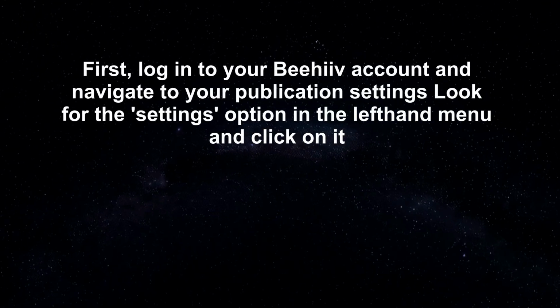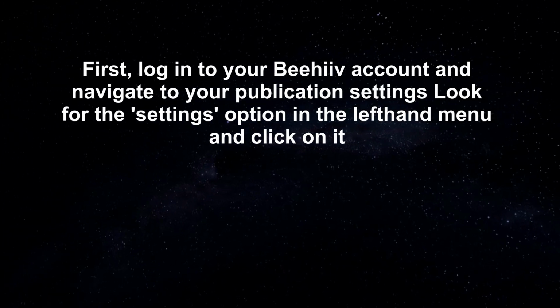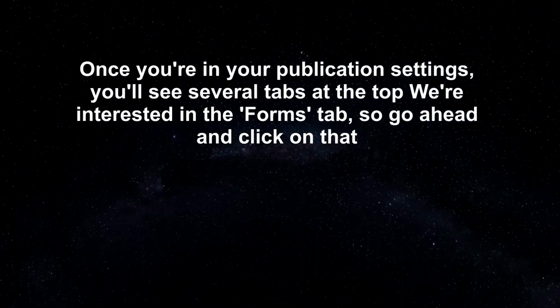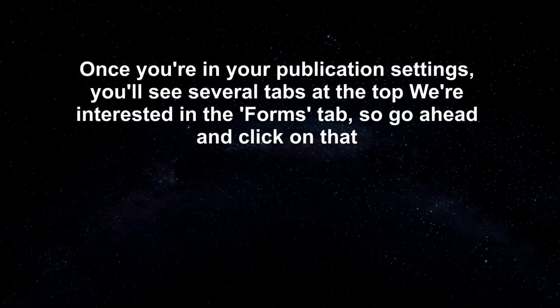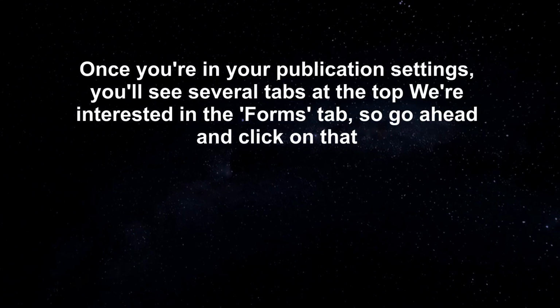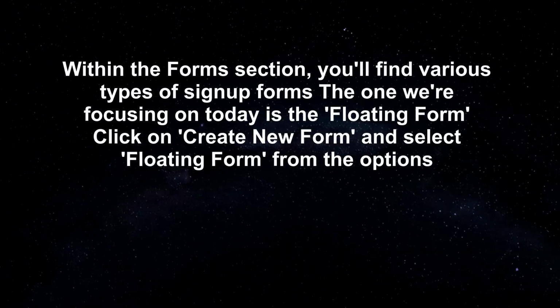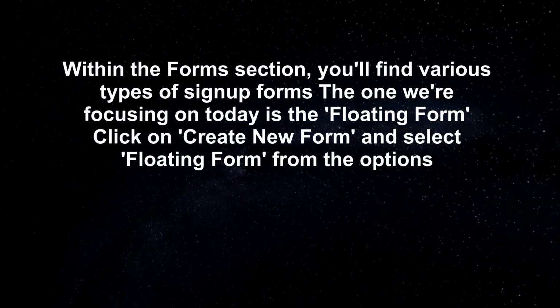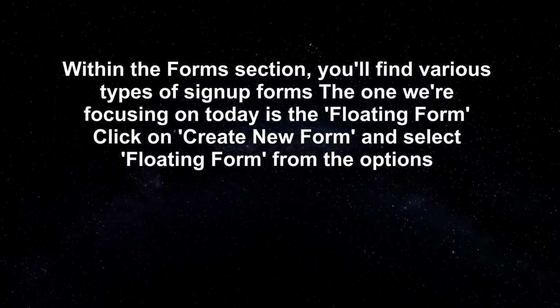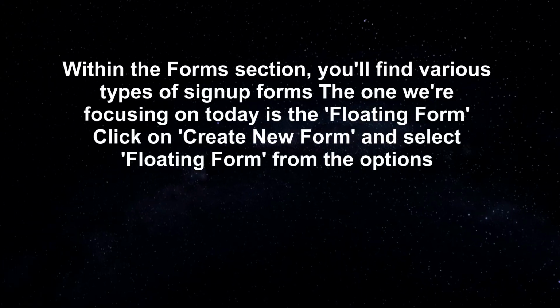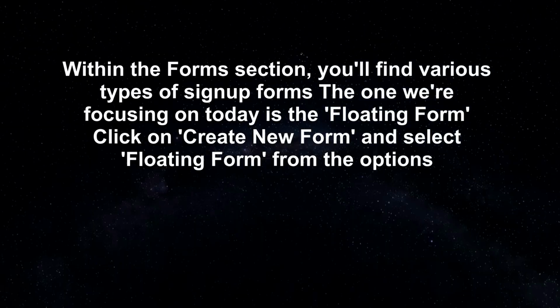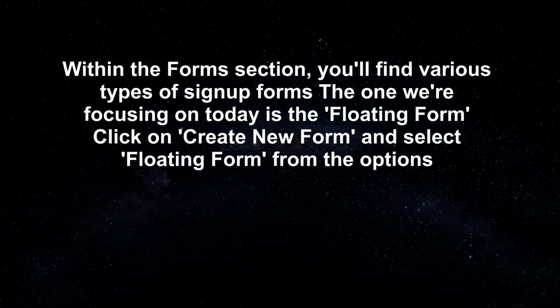Look for the settings option in the left-hand menu and click on it. Once you're in your publication settings, you'll see several tabs at the top. We're interested in the Forms tab, so go ahead and click on that. Within the Forms section, you'll find various types of sign-up forms. The one we're focusing on today is the floating form. Click on Create New Form and select Floating Form from the options.